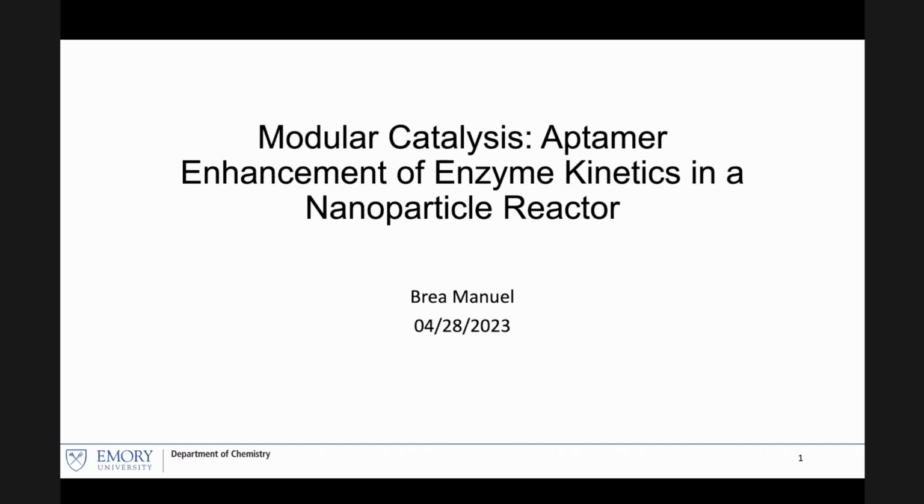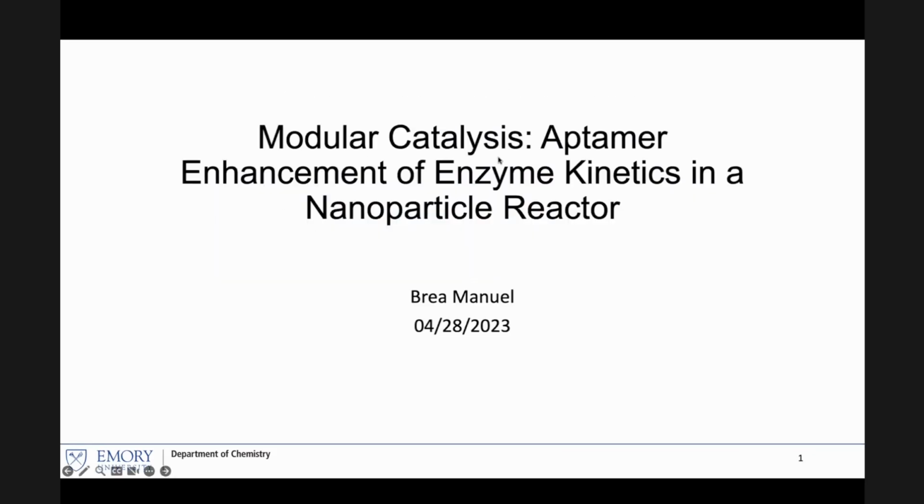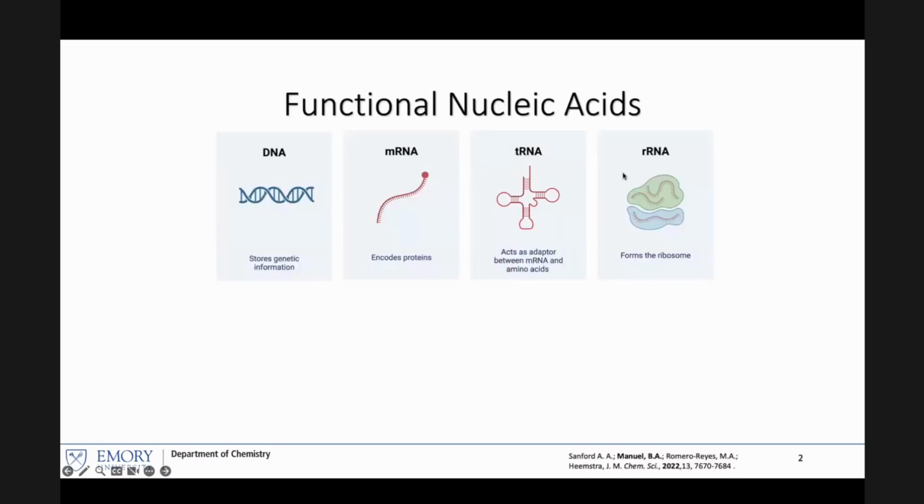That is a very scary title, and I hope to break that title down bit by bit throughout my talk. To start, because we do say aptamer in the title, I want to break down what functional nucleic acids are. Of course we know our basic nucleic acids, DNA and RNA, and sometimes we get a little more specific, right? We know DNA stores our genetic information. Humans are made of DNA, and we know mRNA. Many people just know it as the mRNA vaccine, but mRNA encodes our proteins, and then we have tRNA and RNA as well.